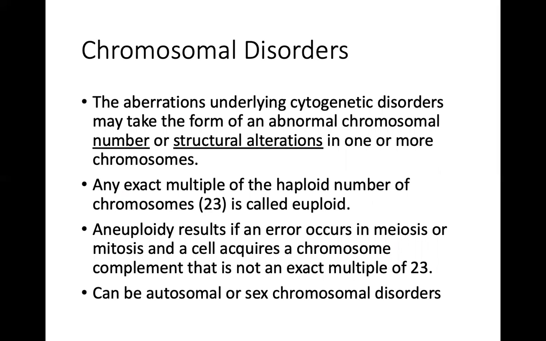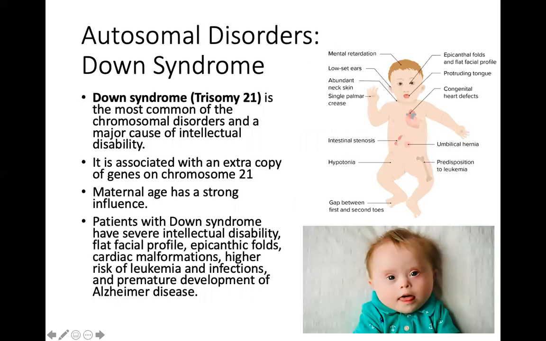Pag hindi siya multiple of 23, that is known as your aneuploid or aneuploidy, not the exact multiple of 23. And remember that chromosomal disorders can affect either your autosome or your sex chromosome. So first, we talk about Down syndrome.